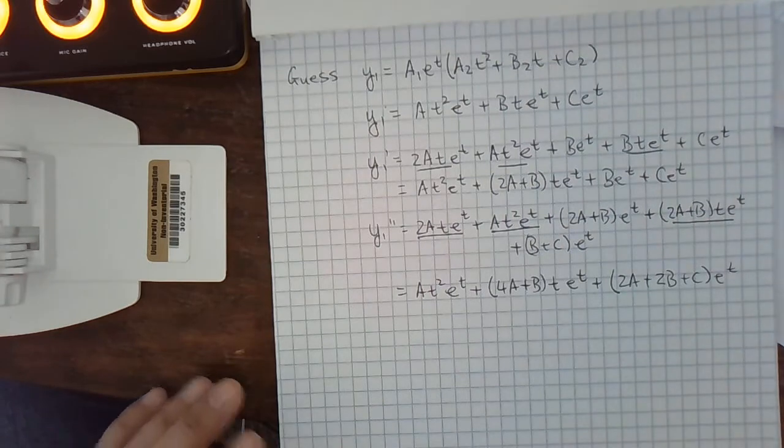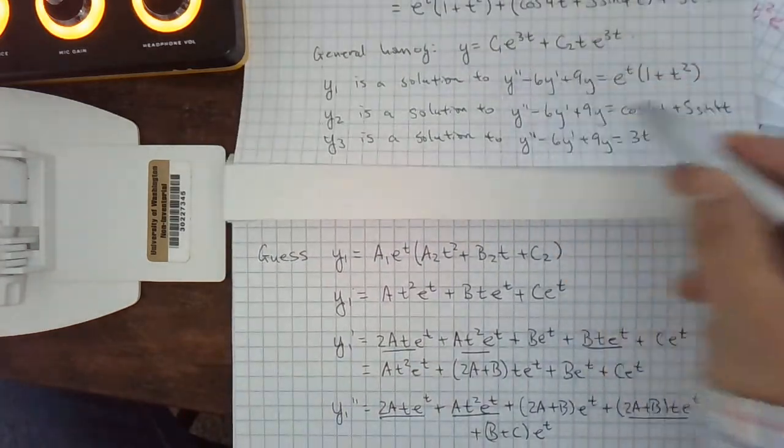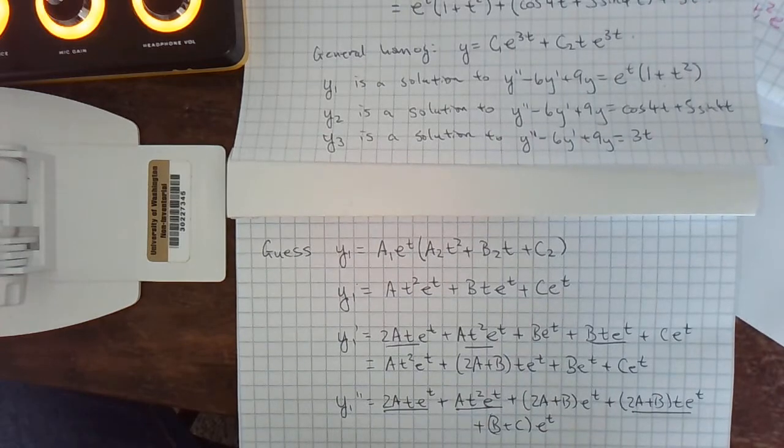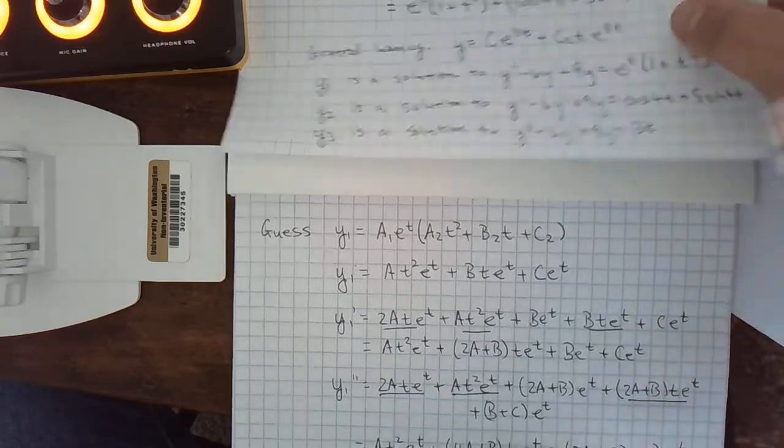Okay, and that has to solve this differential equation, this one up here. So let's see, y1 double prime minus 6y1 prime plus 9y1 has to equal this other thing. Let's figure out what that is.